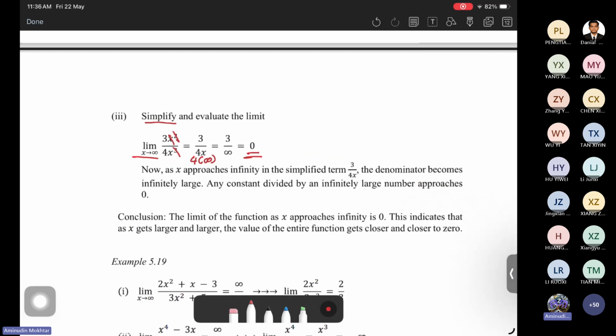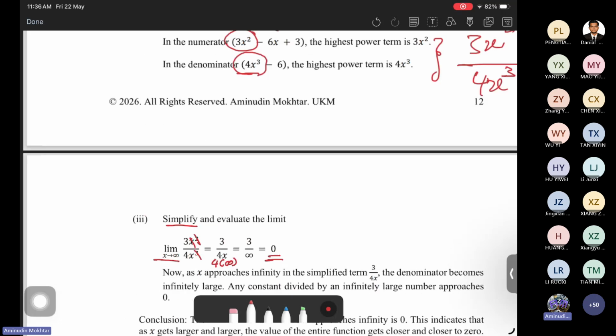Now we can conclude here that as x approaches infinity, in the simplified term 3 divided by 4x, the denominator becomes infinitely large. Any constant, as I said earlier, divided by any infinitely large number will approach 0. So in conclusion, we can say that the limit of the function as x approaches infinity is 0. This indicates that as x gets larger and larger, the value of the entire function gets closer and closer to 0.